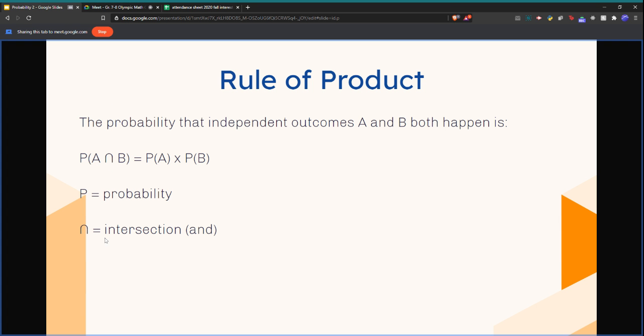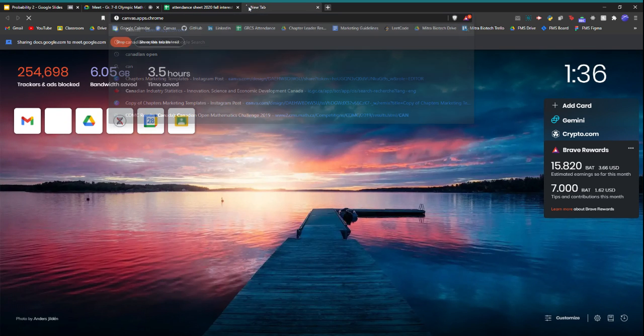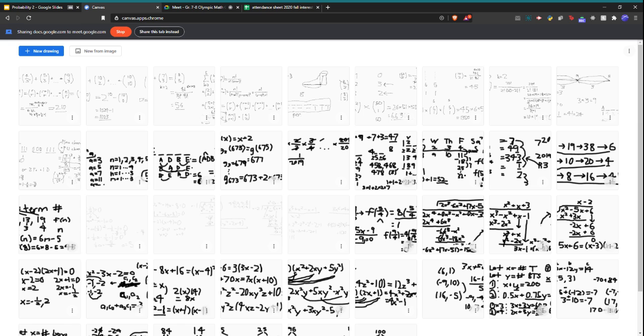I explained it. It means "and," right? The outcome that A and B both happen. So I guess you could think of a Venn diagram. I'll put up a whiteboard actually. If you're not familiar with Venn diagrams, it's basically two circles that overlap each other, and in the middle there's a section that represents A and B.